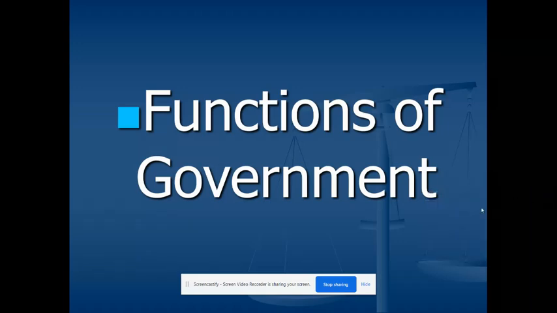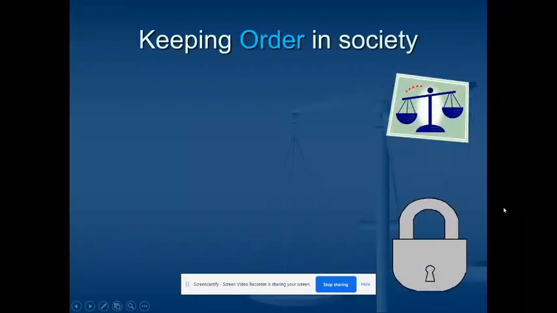Okay, so the functions of government are things that all governments do. So whether you're the United States or you're Iraq or you're Russia or you're China, you're doing these functions. It's just they do them in different ways. So we're going to look at them in comparison to how they do them in the United States, how we do them. Okay, so the first one is to keep order in society. And again, all countries keep order in society. It's just they have different ways or methods of doing that.